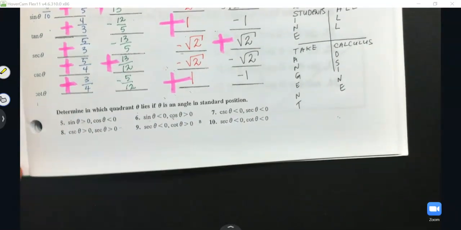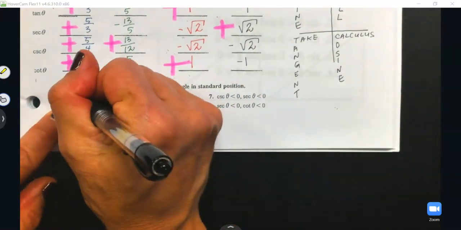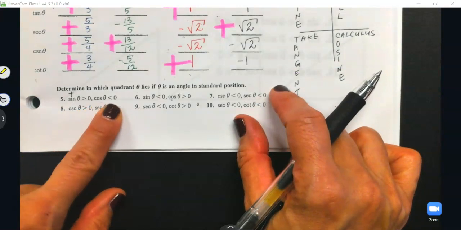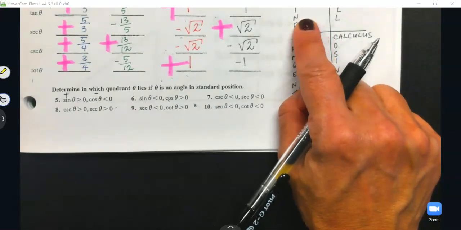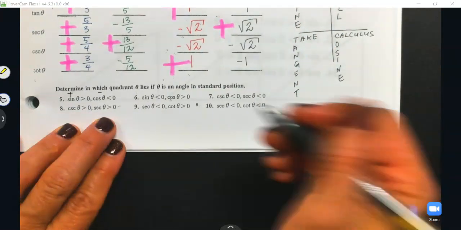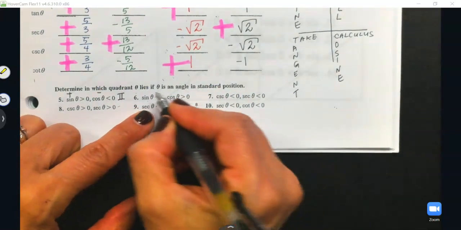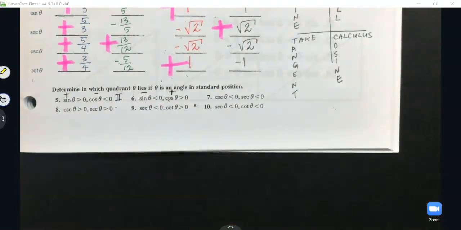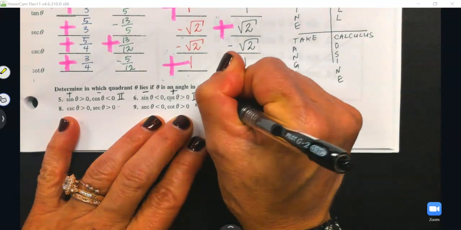All right, so for 5 through 10, problem 5 says sine is greater than 0, which means sine is positive. I'm just going to write a plus sign there because it's easier for me to visualize that. And cosine is less than 0. Cosine is negative. What quadrant is that in? Quadrant 2. That's the only one where sine is the only one that's positive. So let's write a Roman numeral 2 right here. Number 6, sine is less than 0, so I'm going to draw a negative. And cosine is positive. Which one is that? 4. Good, it is a 4.